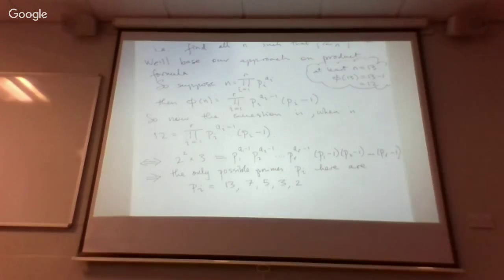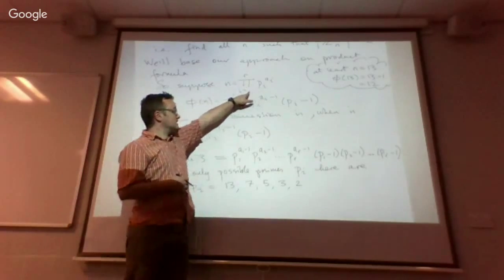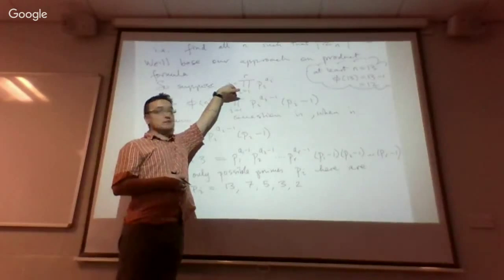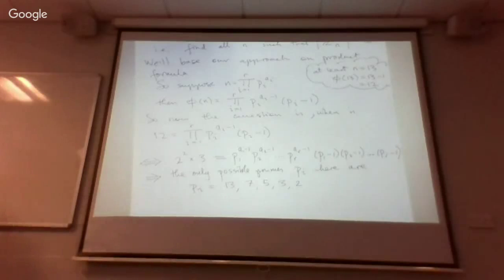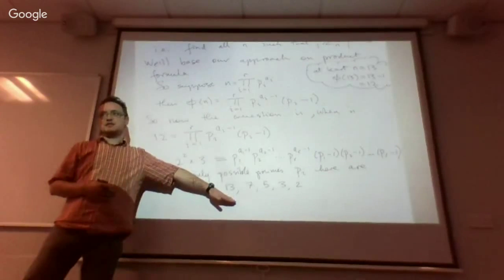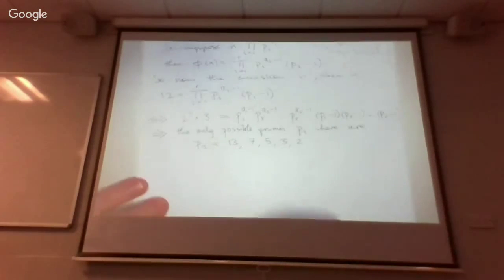Okay. So this immediately simplifies the problem. Because up here I was allowing any number at all for n. So I was just considering a general prime factorization. Now at least I know I've simplified the problem a lot. It can only be based on these 5 primes.